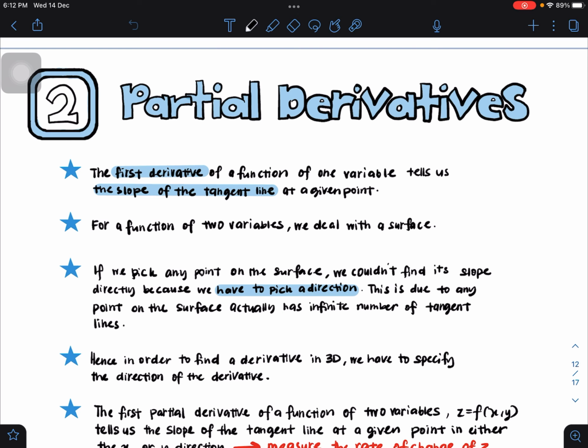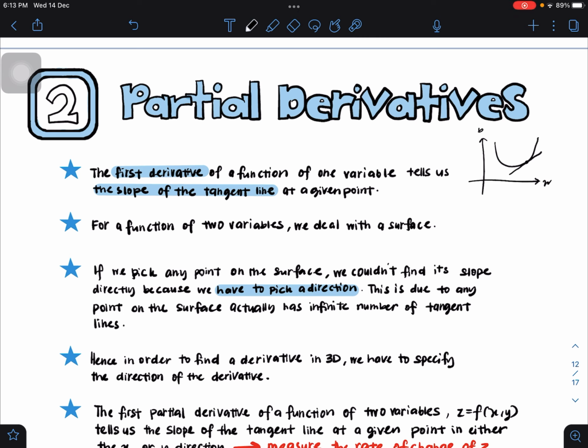The first derivative of a function of one variable tells us the slope of the tangent line at a given point. So we know that if we have a quadratic function on the graph, and before this we only dealt with two variables, which are x and y. So if our function of x is a quadratic function, you have a curve like this, for example. Every curve will have a tangent line, where the tangent line touches one point on the curve, and you have many tangent lines along the curve.